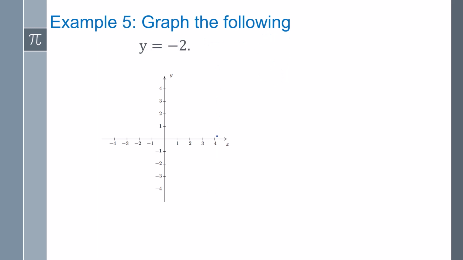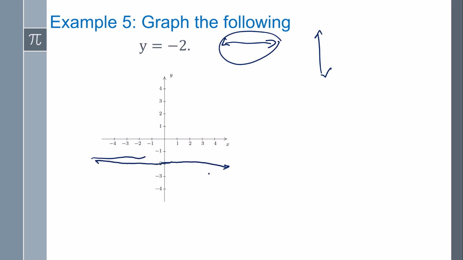y equals -2. Is it going to pass through my y that way or that way? It's going to be this way. And so you draw in your horizontal line at y equals -2.